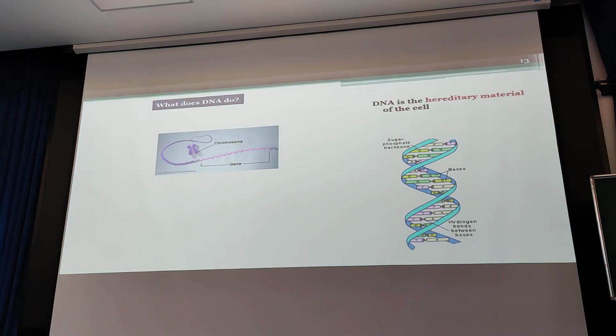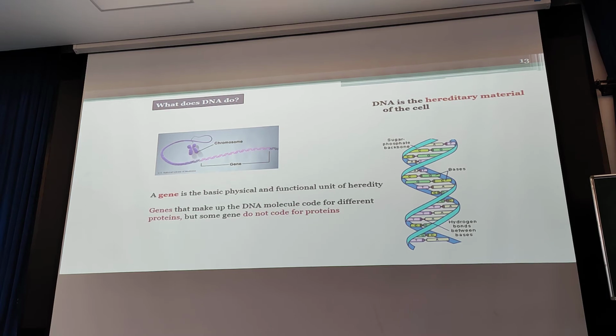DNA is the hereditary material in the cell. Genes are the basic physical and functional unit of heredity. Genes are made up of DNA molecules and code for different proteins, but some genes do not code for proteins.